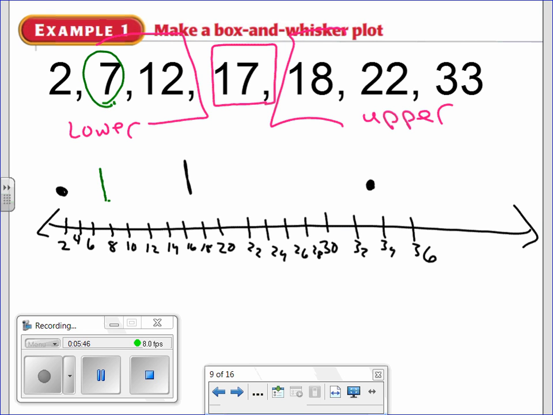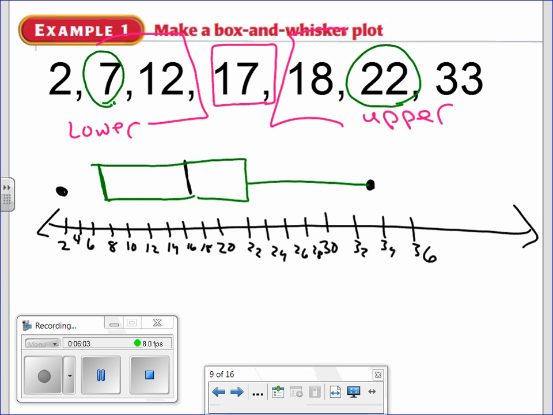So you'll put a line there. That'll be the lower half of the box. Then you'll find your upper median. It's called your upper quartile. What would that number be? 22. You're going to put a line there, and that's going to make this box. And then your whiskers will go out to the 33 and down to the 2. That's it.